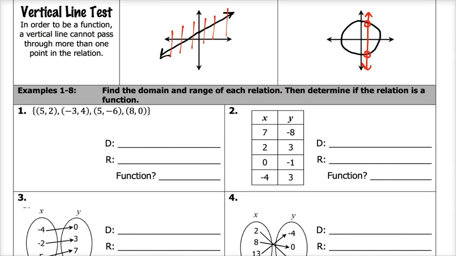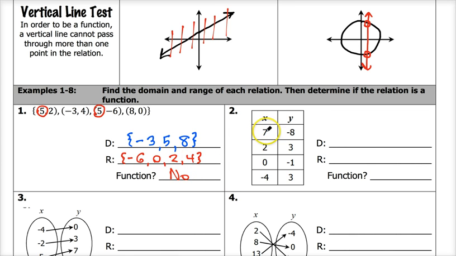So number 1, my domain values would be the x-coordinates, and those would be -3, positive 5, and positive 8. Those are my 3 x-coordinates in this relation. It's not necessary to repeat the 5 when you're listing the domain. The range values would be the y-coordinates, and that would be -6, 0, 2, and 4. This relation is not a function because you can see we have a repeating x value of 5 here and 5 here, so this is not a function.